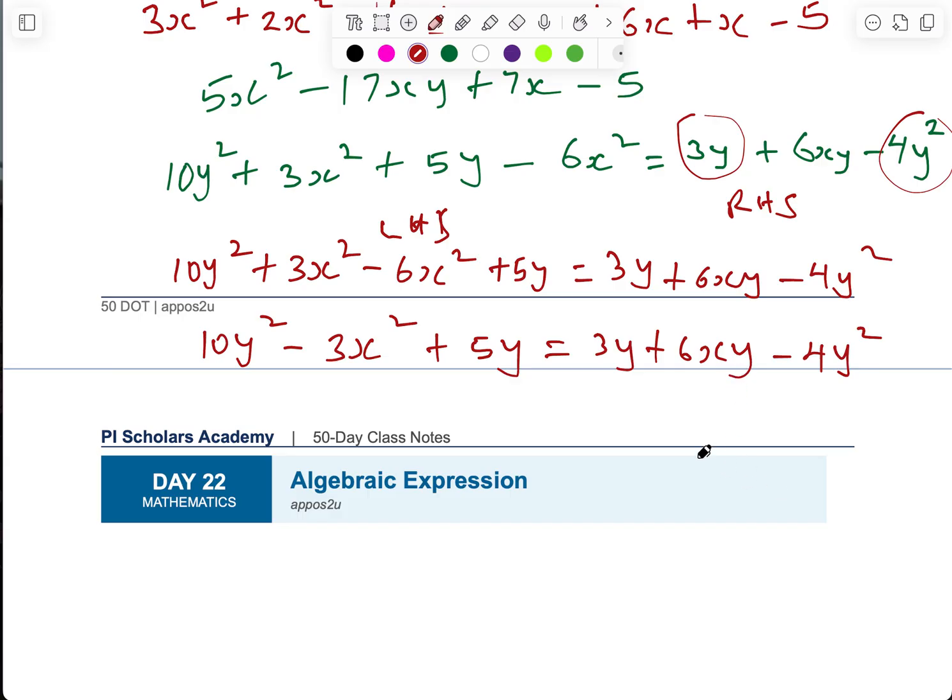When you're doing crossing over, know that there will be a change of sign. Whatever the sign is, if it was a positive sign before, it will become negative. If it was a negative sign before, it will become positive. And that is what happens when you're crossing from one side of the equation to the other.